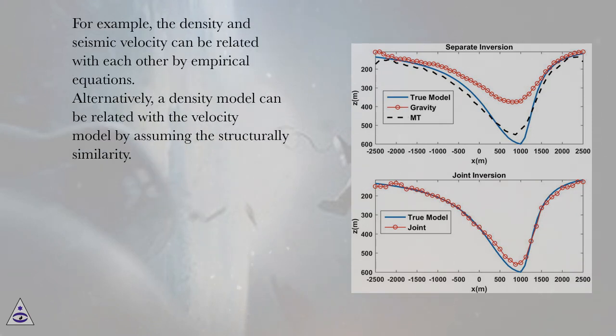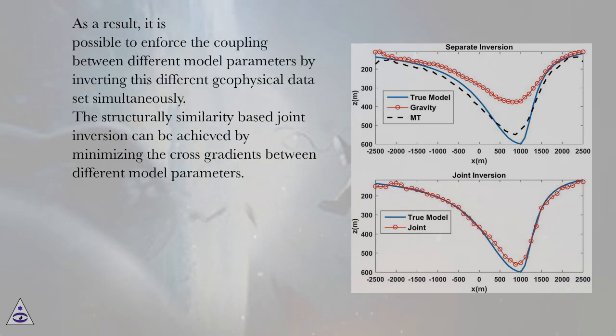For example, the density and seismic velocity can be related with each other by empirical equations. Alternatively, a density model can be related with the velocity model by assuming structural similarity. As a result, it is possible to enforce the coupling between different model parameters by inverting these different geophysical data sets simultaneously. The structural similarity-based joint inversion can be achieved by minimizing the cross gradients between different model parameters.